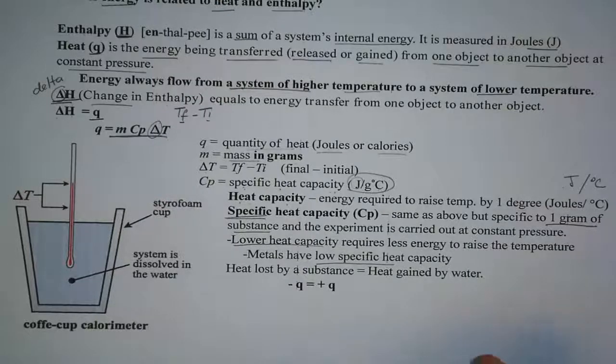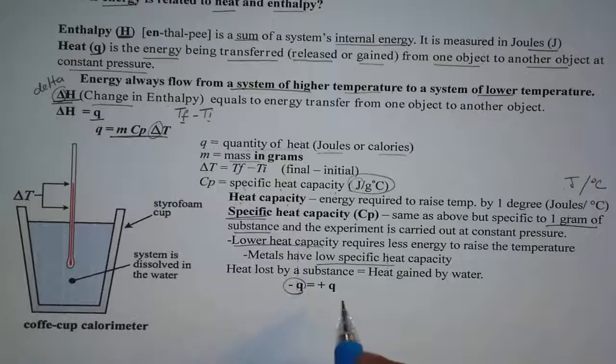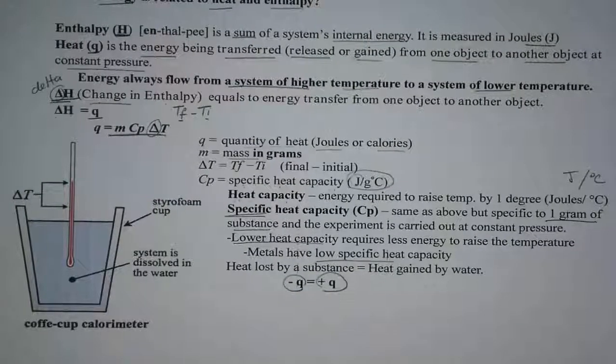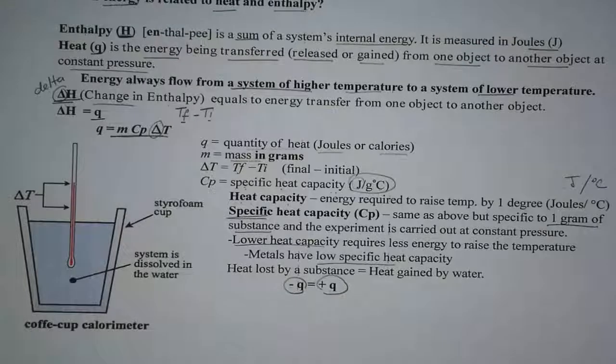You already know that the amount of energy in this universe is constant. What does that mean? Energy is neither created nor destroyed, just like matter is neither created nor destroyed. So if that's the case, the amount of energy being lost should be equal to the amount of energy being gained. That's why we have negative Q equal to positive Q.